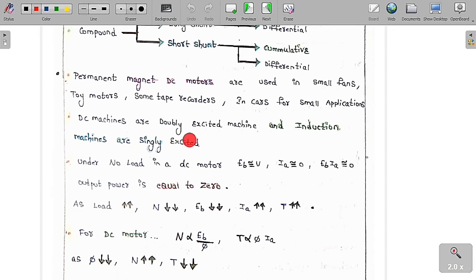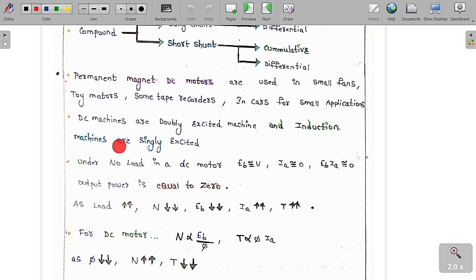DC machines are doubly excited machines, induction machines are singly excited, and similarly the synchronous machine is also doubly excited. DC machines are doubly excited because we supply the armature winding and also the field winding. So it is called a doubly excited machine, as in DC machines and also synchronous machines.